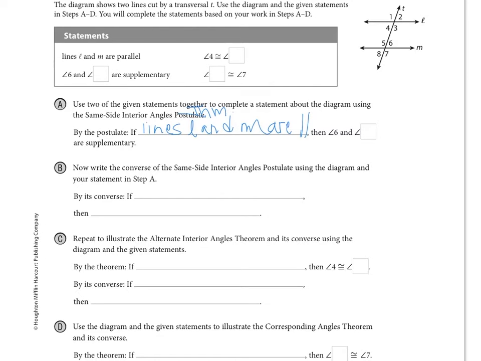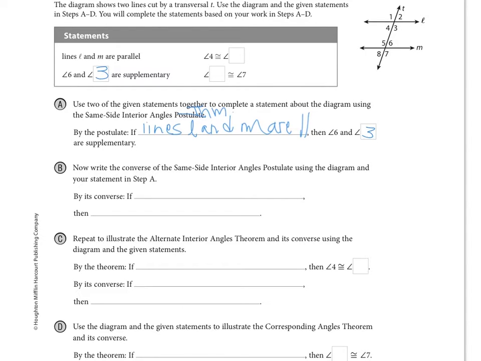then what would be true is, well, again, where are my same side interior angles? It says 6 and something else. So what is a same side interior angle with number 6? Same side, but inside the parallel lines would have to be 3. So we'll fill in 3 here, and we'll fill in 3 up in our word bank.